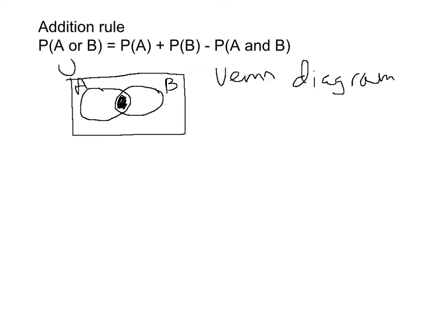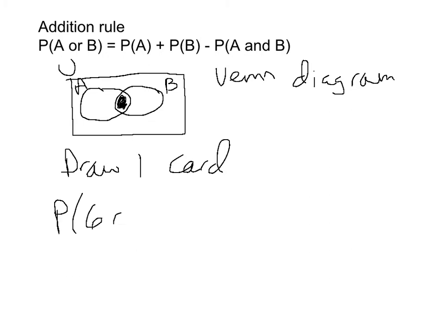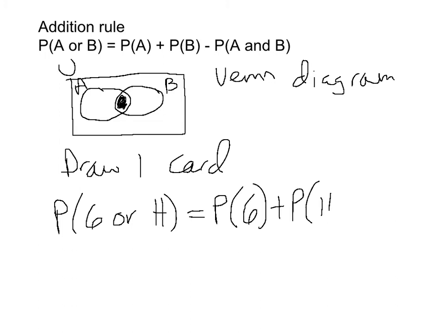Let's suppose that we are going to draw one card from a standard deck, and we want to find the probability that we would draw a 6 or a heart. Now, using this addition rule, this would be the probability that we would draw a 6 plus the probability that we would draw a heart. But then we have to think about the fact that there is a card that is both a 6 and a heart. It is the 6 of hearts. So we have to subtract off the probability that both events would occur at the same time. The probability that we would draw a 6 and a heart.